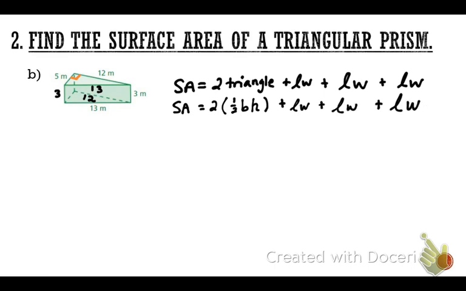And then we'll go ahead and plug in some of these numbers here. 2 times half times the base times the height. So let's just try to figure out the base. If you remember, the base is going to be at the bottom of that right angle. So the base has to be 5.